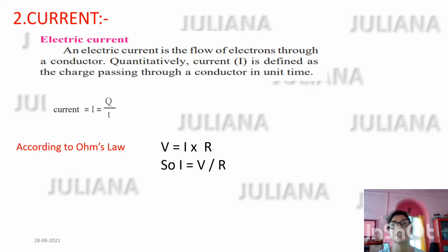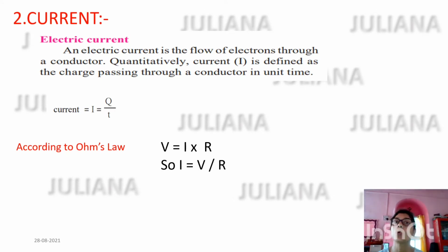Then what is current? Current is the flow of electrons through a conductor. It can be measured as the charge carried per unit time. Therefore, the symbol for current is I, and I is equal to charge, that is Q upon T.